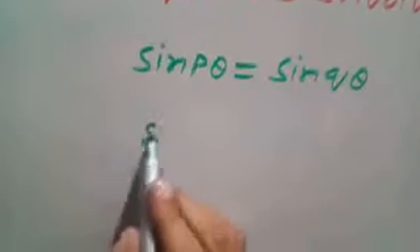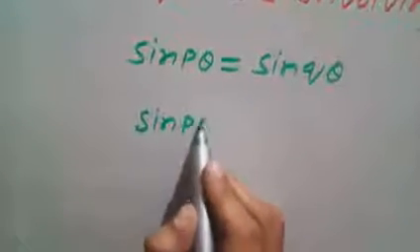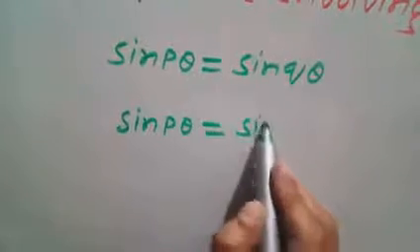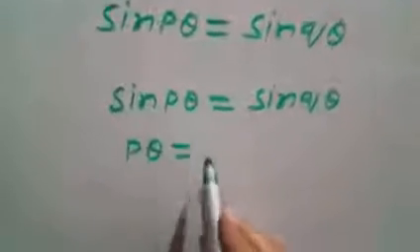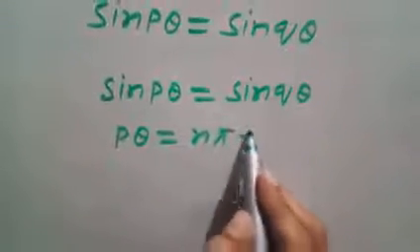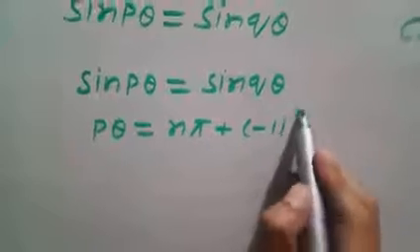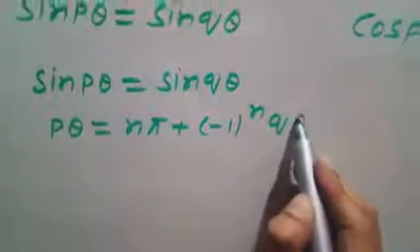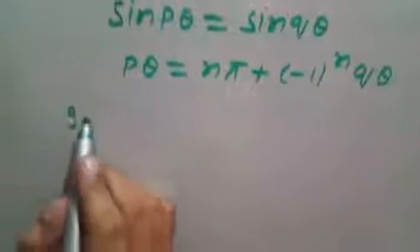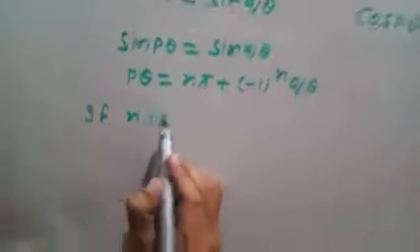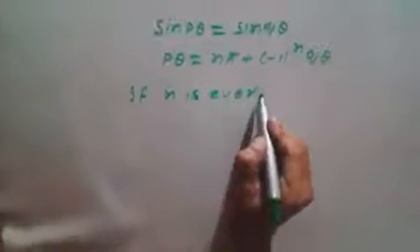Now see, if sin pθ is equal to sin qθ, so we can write pθ = nπ + (-1)^n qθ. Now here there are two cases, n is even or odd. So first case, if n is even, we can let n = 2m.